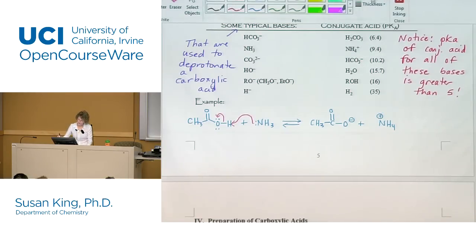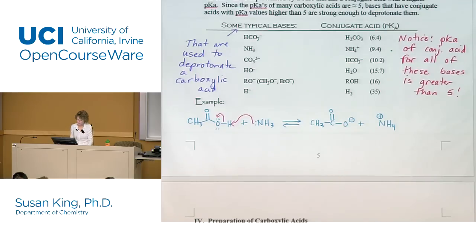To figure out the direction of equilibrium, we look for conjugate acid-base pairs. So here's our conjugate acid-base pair, and the one that has the extra proton, that's our acid. And then here's our other conjugate acid-base pair, and this one has the extra proton, so this is our acid. We should have one acid on each side of the equation. And then we look up the pKa's for those.